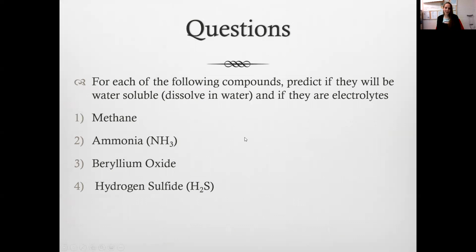So for each of these following, I want you to predict if they are going to be water soluble, meaning that they can dissolve in water, and if they are going to be electrolytes. We'll go through the first one together so you can kind of see the process of doing this.